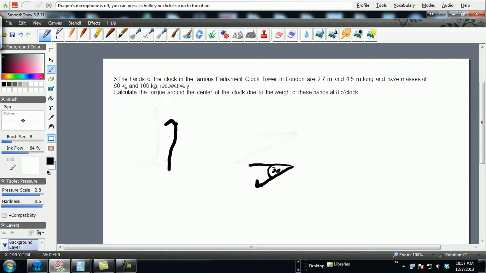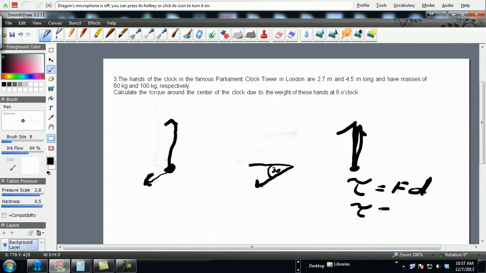That's going to be important because when we talk about torque for each hand, we need to find the perpendicular distance. The pivot point is the center for each one of them, so I'm going to draw them in two pieces. If you look at this first piece that goes straight up and down, torque is equal to F times d, but there is no angle between them. There's no distance from this pivot point, so its torque automatically becomes 0.